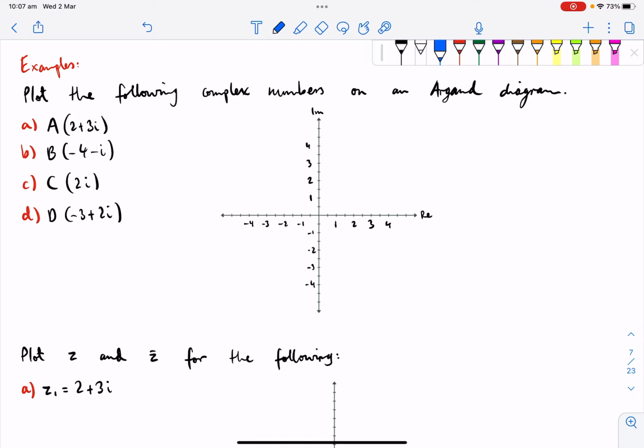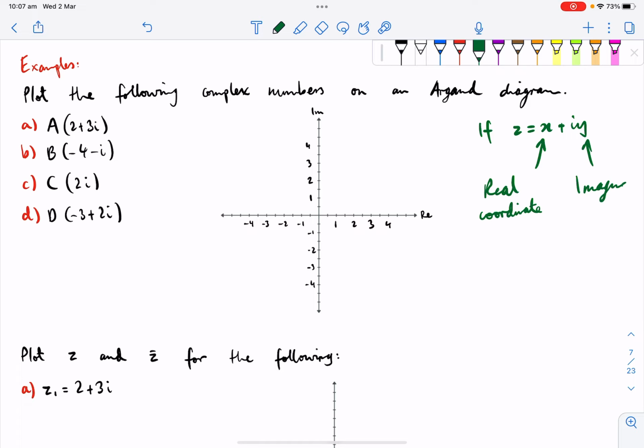A is 2 plus 3i. So basically, if z equals x plus iy, this is the real coordinate, and this is the imaginary coordinate. That's a nice, easy way to think about it. So essentially, on a complex plane, you could think of 2 plus 3i as (2, 3). All right, and that's literally it. The complex number is basically a representation of a coordinate on the Argand diagram.